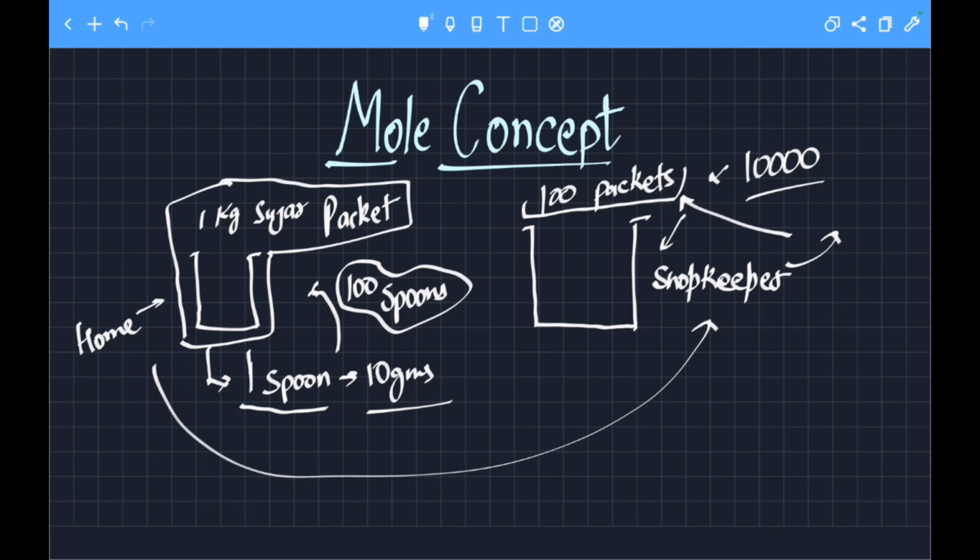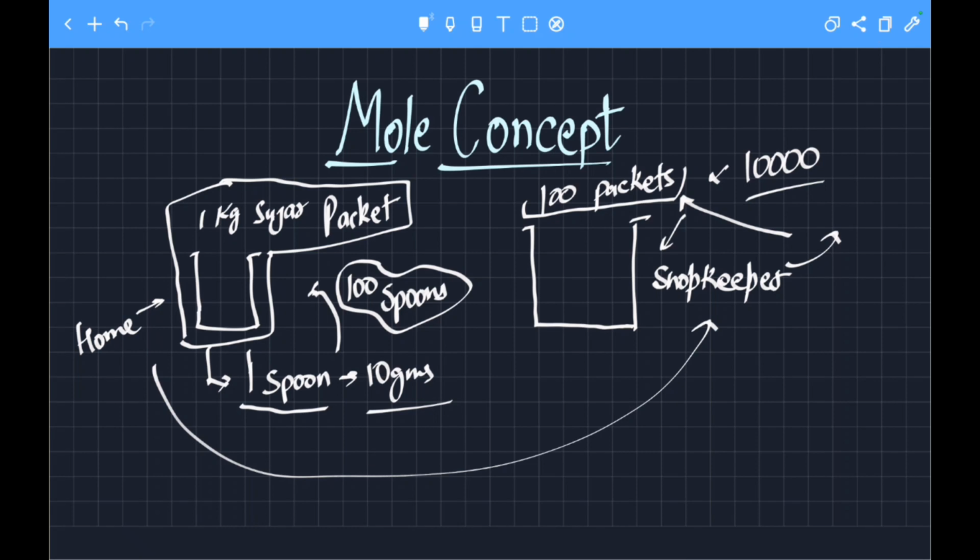When you go to the shopkeeper, you say, I want 1 packet of sugar, which is of 1 kg. When you go to your home, you say, I want to add 1 spoon of sugar. You don't say, hey please add 10 grams of sugar to my tea. ऐसा नहीं बोलते हम. 10 ग्राम चीनी ऐड करने कोई नहीं कहता. कहते हैं भाई 1 स्पून चीनी ऐड कर दो हमारी टी में. So as you can see, at every level there is a different convenient way of expressing the mass.